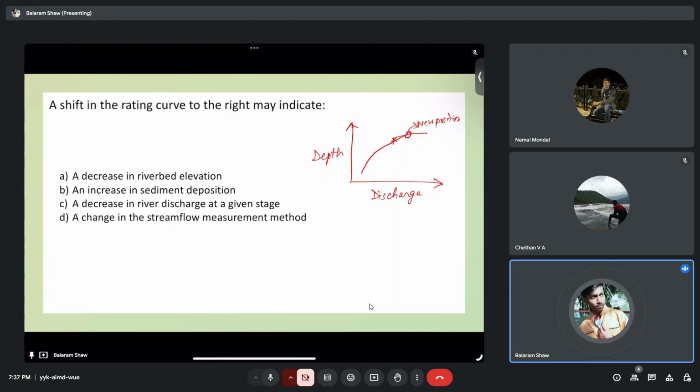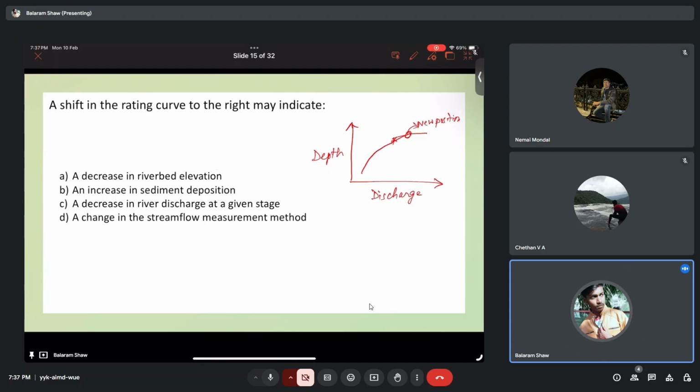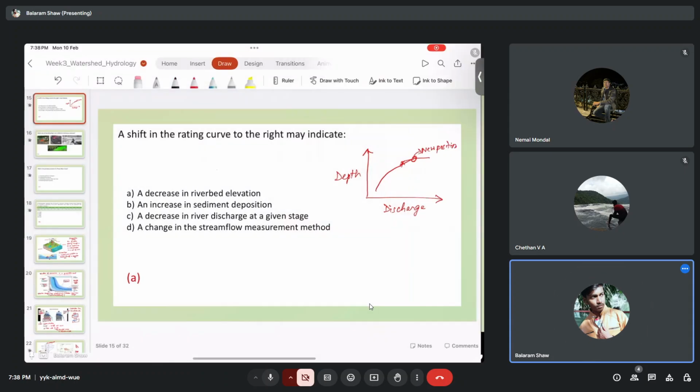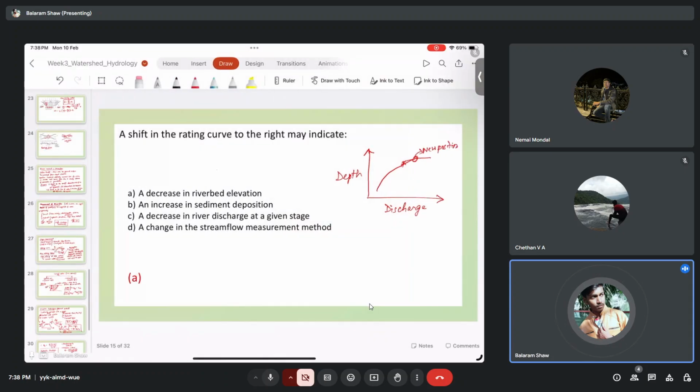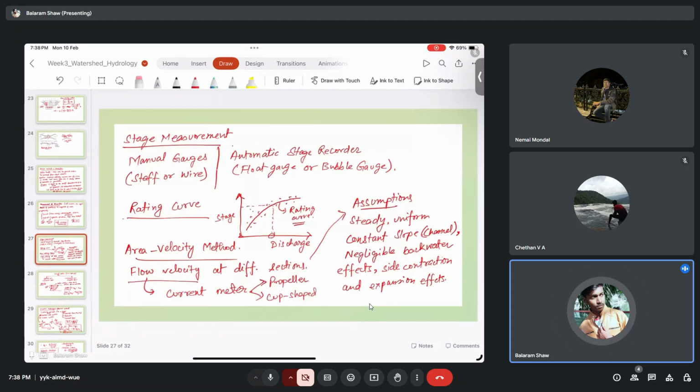Shift in the rating curve to the right. Okay, let me see how the rating curve looks like. Okay, it's like this only, right? Or else I put the wrong option. Okay, it's like this only.